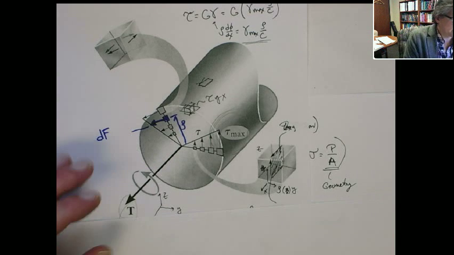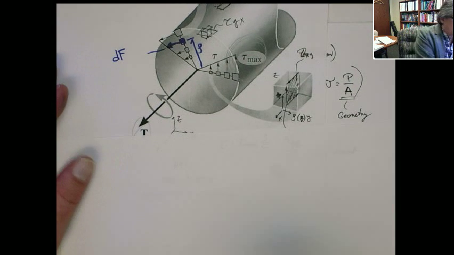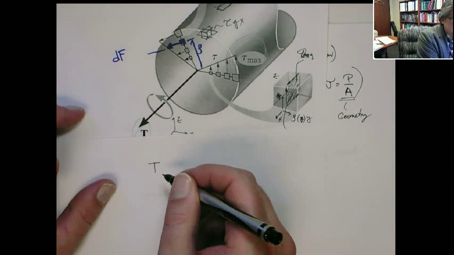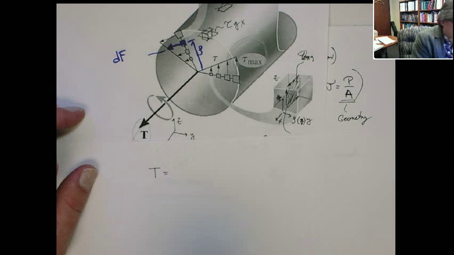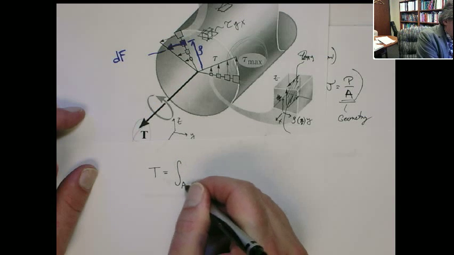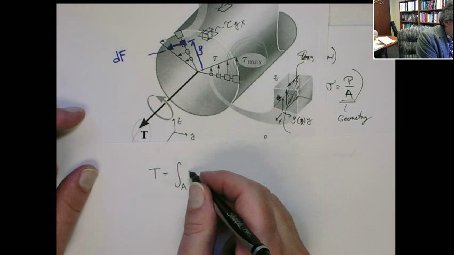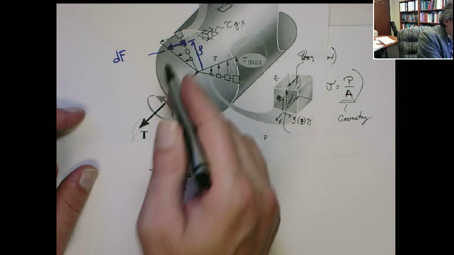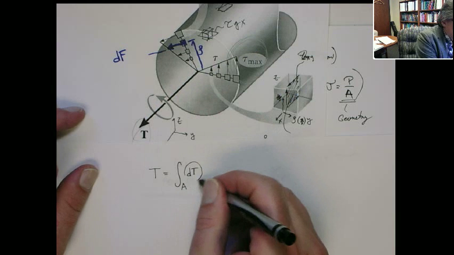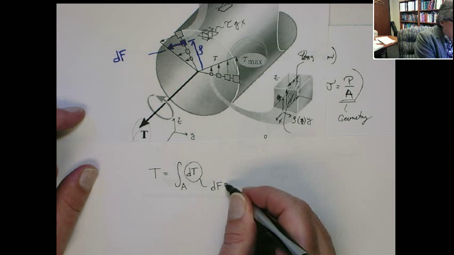Let's keep that picture up here. So, what I'm saying is, internal reaction torque, T, has to equal the integral over this face, this cross-sectional face here, A, of the differential torques of all these little cubes, right? Now this differential torque is going to be dF times its moment, rho.